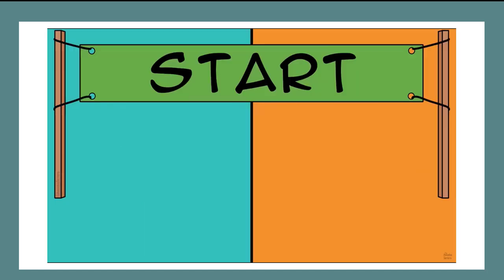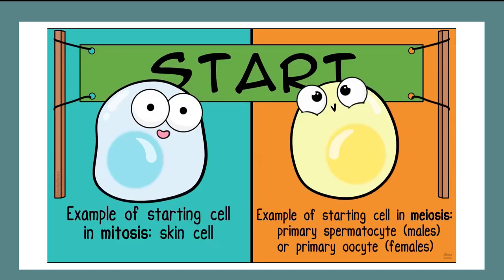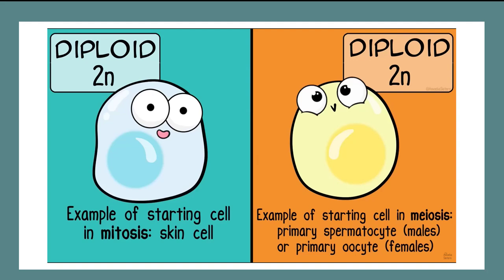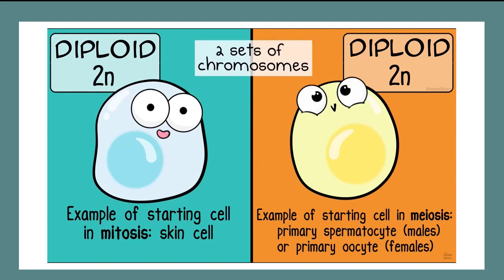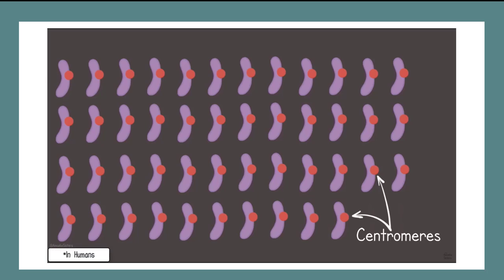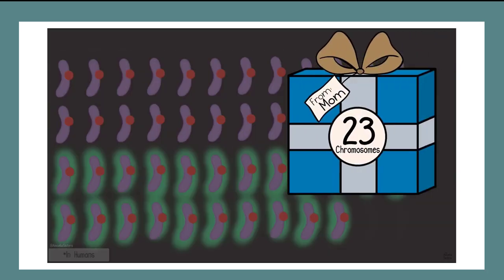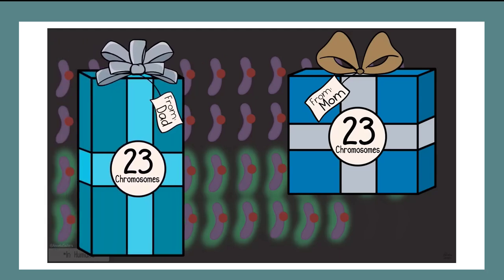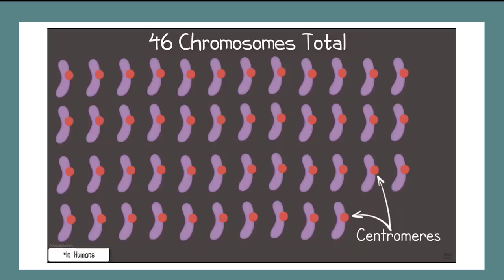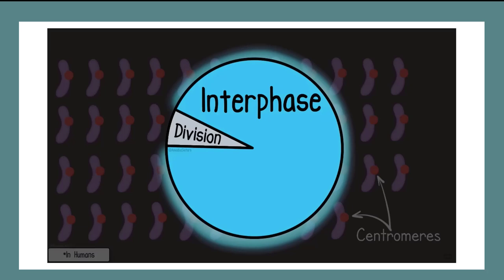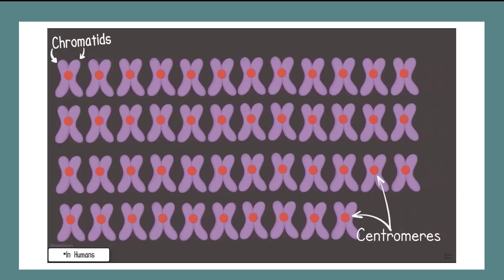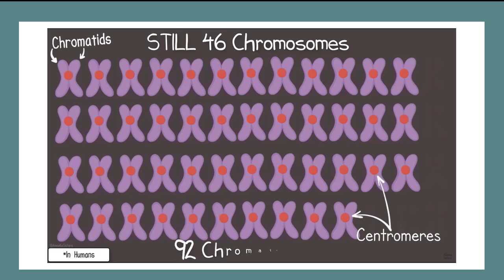Before we start mitosis and meiosis, let's look at what you start with. Your starting cell in both mitosis and meiosis is diploid, written here as 2N. That means it has 2 sets of chromosomes. In humans, that's 1 set of 23 chromosomes from mom and 1 set of 23 chromosomes from dad. 46 chromosomes total. During interphase, the cell duplicates the chromosomes. When you duplicate 46 chromosomes, you still say there are 46 chromosomes, as the newly duplicated portion is still attached at the centromere region. But there are actually 92 chromatids.